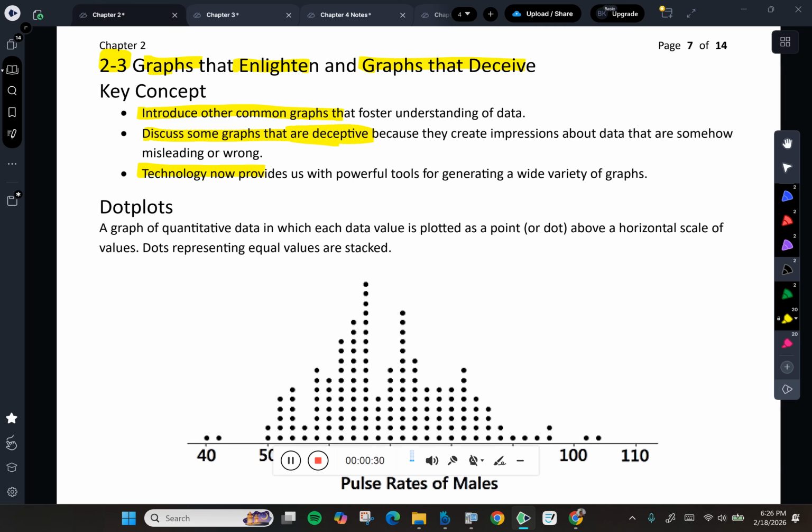First graph we're going to take a look at is called a dot plot. A dot plot is a graph of quantitative data. Remember that's going to be data where it's numerical. And each data value is plotted as a point or a dot, that's where it gets its name, dot plot, above a horizontal scale of values.